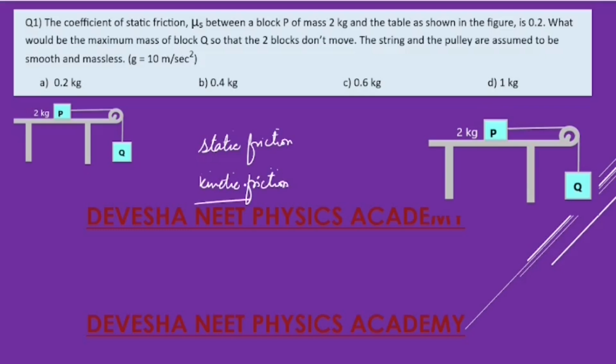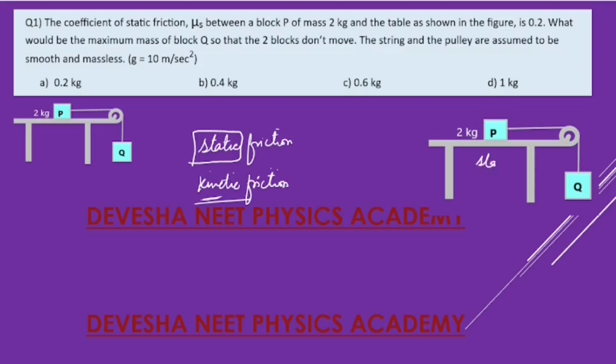So what is static friction? As the name suggests, when the body is static, when the body is not moving, the friction which is acting on it is called static friction. And kinetic, we all know it's all about motion. So kinetic friction is the friction acting on the body when the body is already moving. Now let's take this example here. If P is static, and there's an equilibrium between P and Q, so that none of them is moving, what is the friction on this?